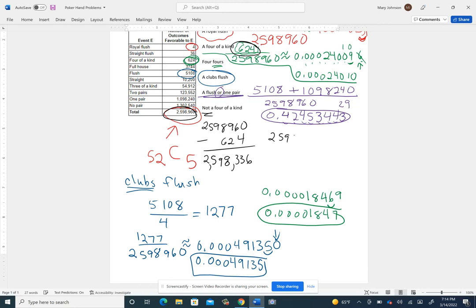All right. And then I could take that number and divide it by the total number of hands. And it should be a pretty large percentage. 2,598,960. And I get 0.9997599. That's 1, 2, 3, 4, 5, 6, 7. And then after that is a 0 followed by a 3. So that would be 0.99976. So that would be the answer to not a four of a kind.